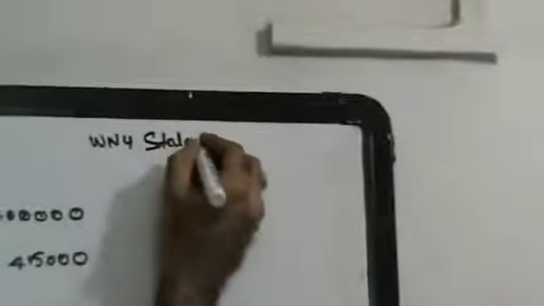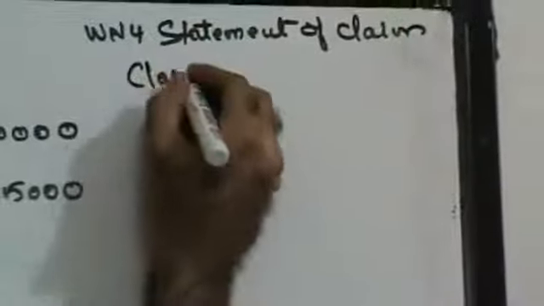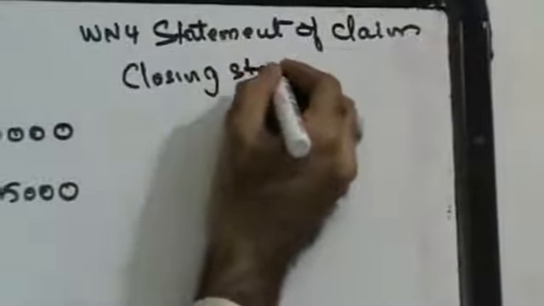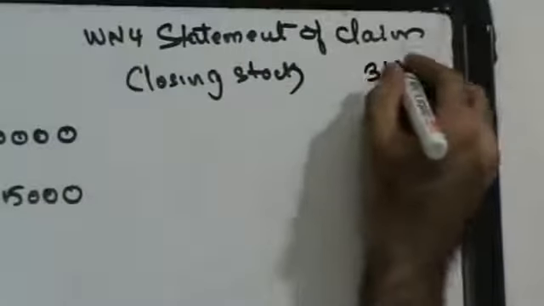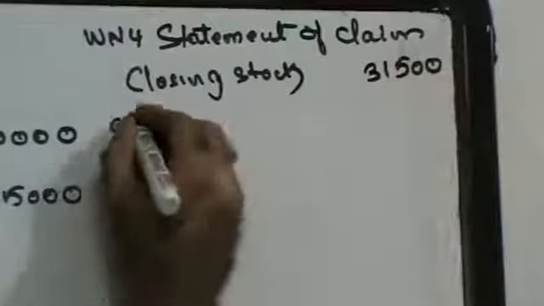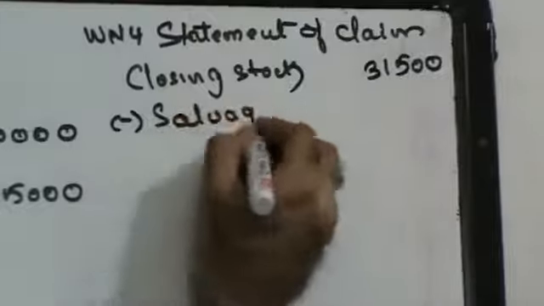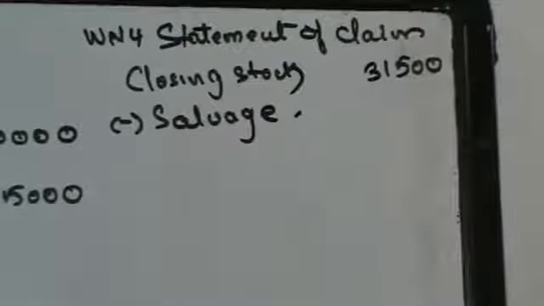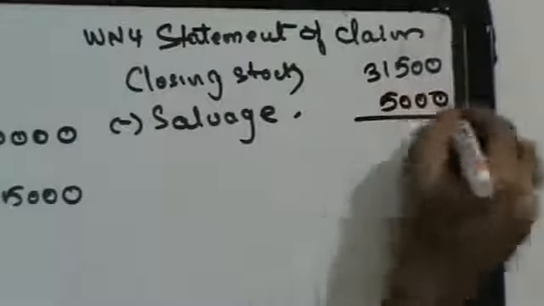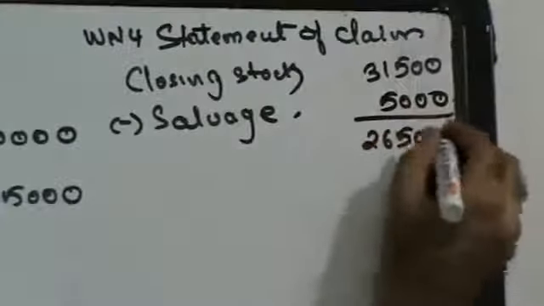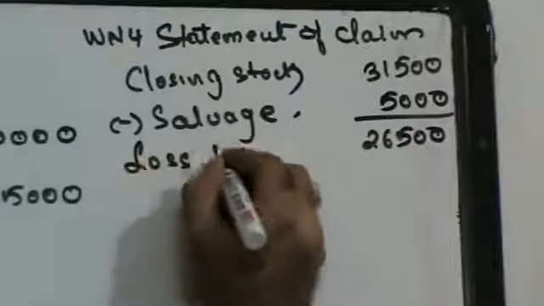Working note 4. Statement of claim. First you will have closing stock. Closing stock is 31,500 less salvage. How much is the salvage given to you? They've said salvage is 5,000. So this is going to be 26,500. That's my loss by fire.